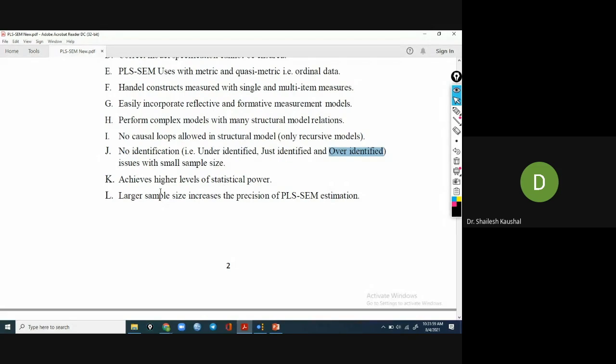Highly statistical, it can achieve a higher level of statistical power. A large sample size increases the precision. If our sample size is large, it is good for us.